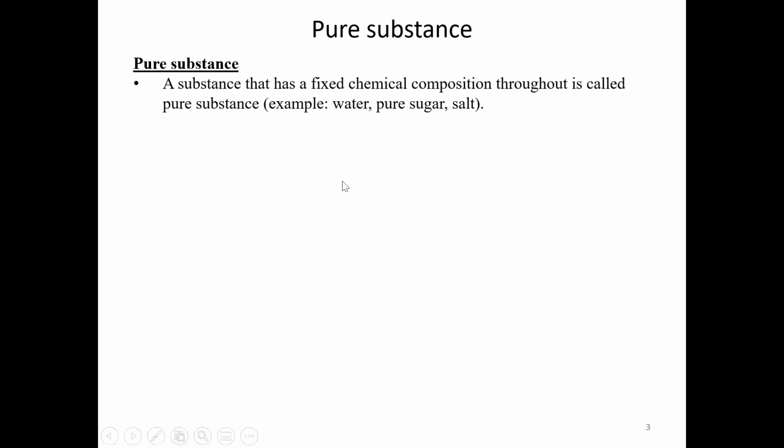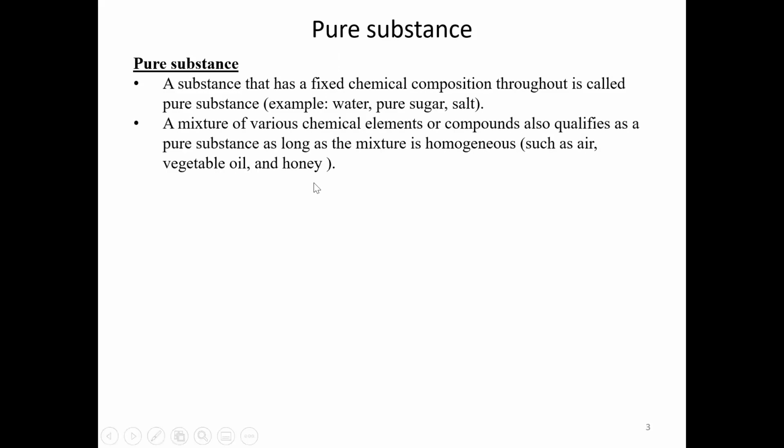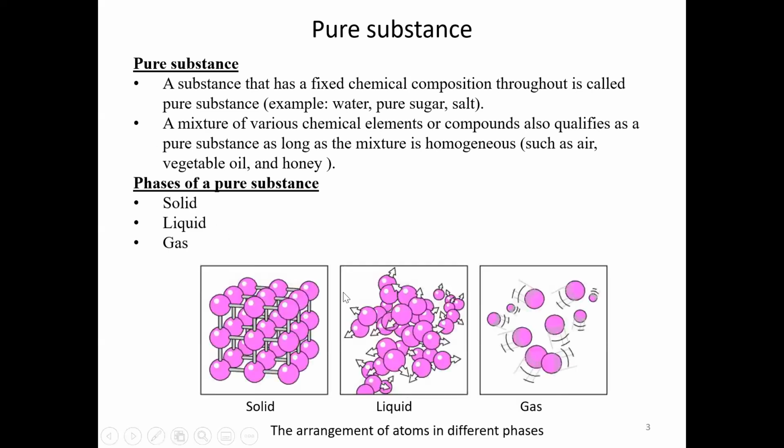And sometimes even a mixture of various chemical elements or compounds, we call a pure substance, such as air, because even when you heat air to any temperature, it still has the same composition, right? And we have mainly three phases, of course, that we deal with: the solid phase, the liquid phase, and the gas phase.